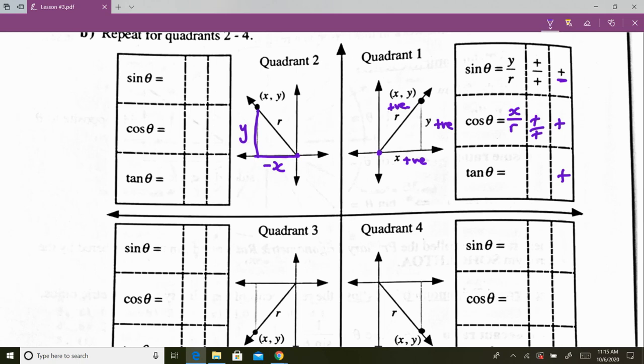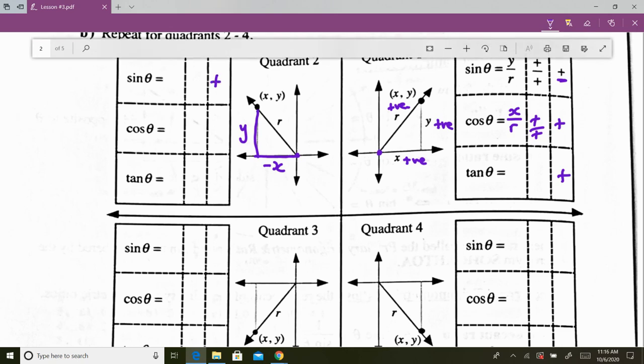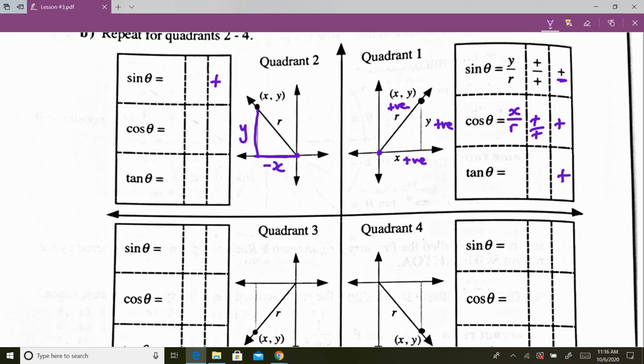All right. So sine, is sine positive or negative? Positive, because it's y over r, right? I'm just going to put the symbols, whether it's positive or negative. What about cosine? Negative, because it's negative x over r. So it's going to be negative. What about tangent? Negative, because it's y over negative x. So in the second quadrant, cosine and tangent are negative, sine is positive.